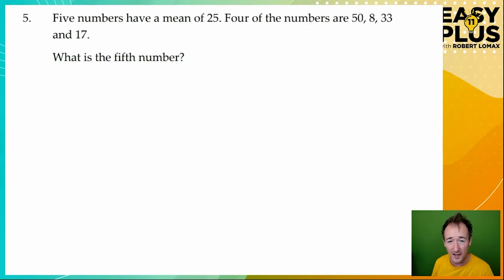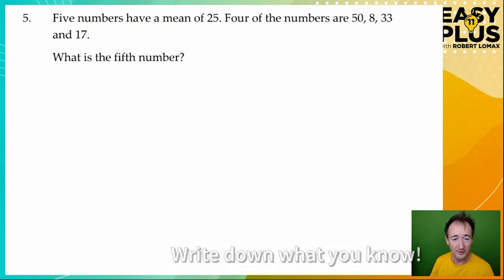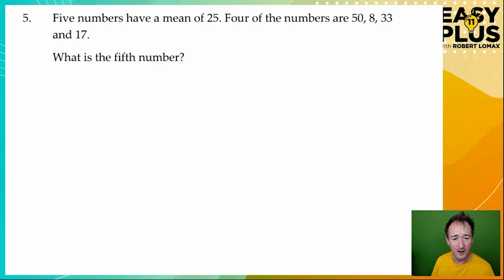Now here's a classic kind of exam question using the mean. And it's going to look really difficult, I think. 5 numbers have a mean of 25. 4 of the numbers are 50, 8, 33, and 17. What is the 5th number? Well, if they don't tell us, how can we possibly know? But like a lot of things in maths, you just need to write down what you know and see what comes out. So how would you find the mean?